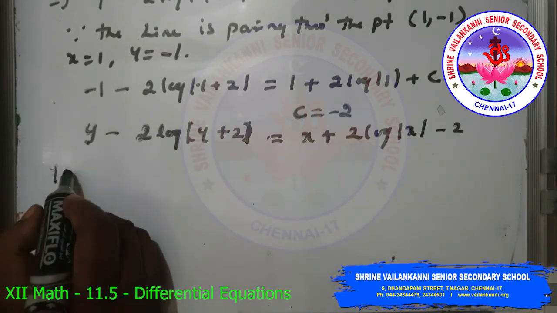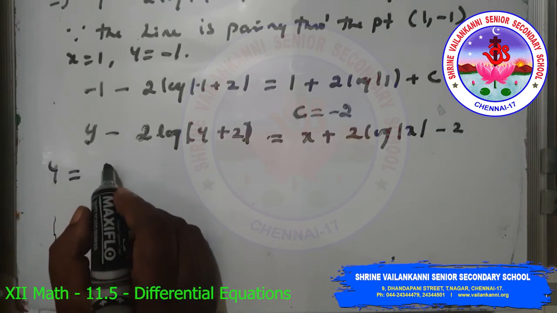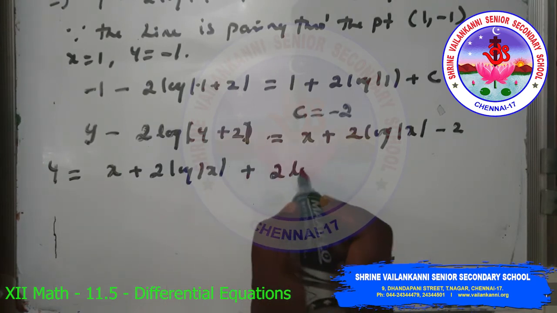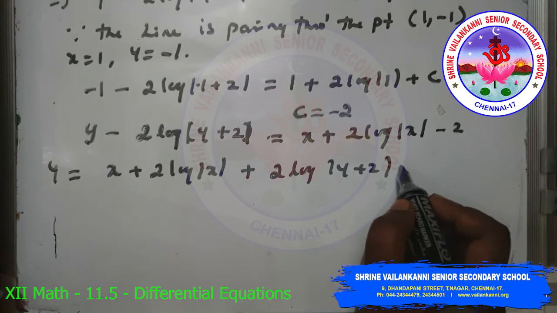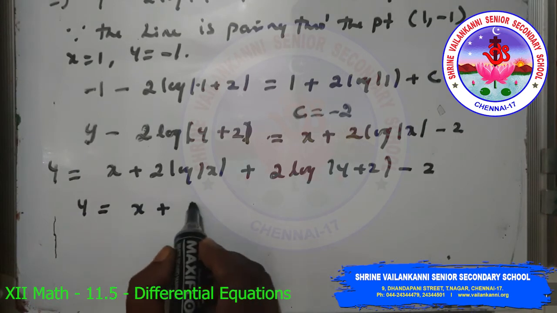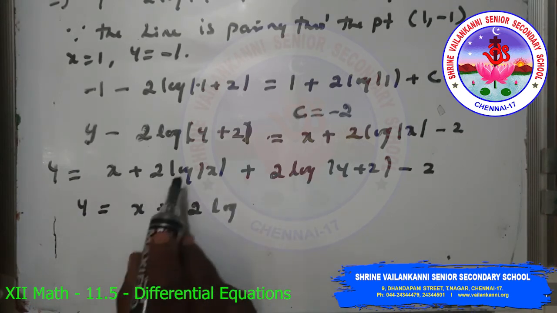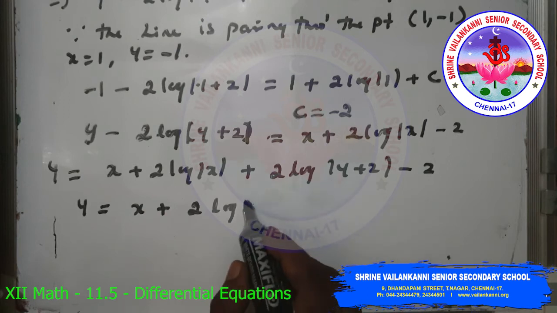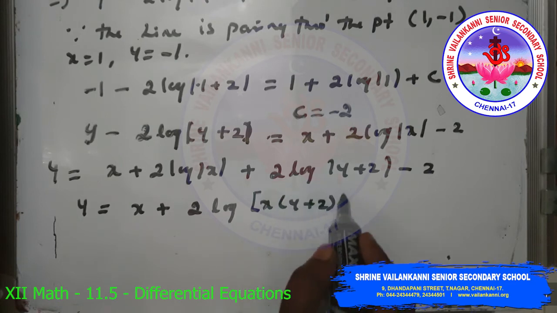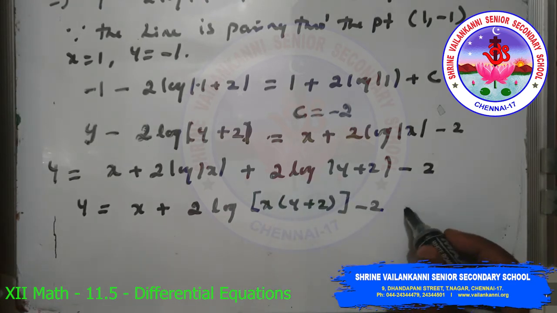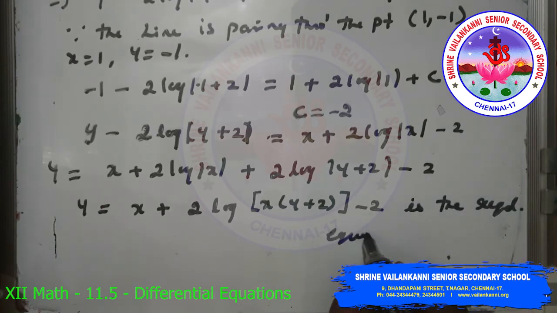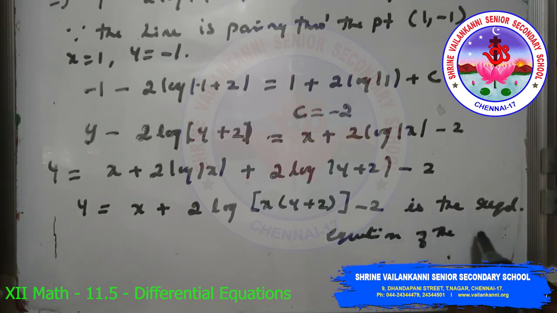So we can write this equation as y equal to x plus 2 log x plus 2 log y plus 2 minus 2. So y equal to x plus 2 log, so log x plus log y, which is log x into y. So I'm writing this as 2 log x into y plus 2 minus 2, which is the required solution of the required equations of the curve.